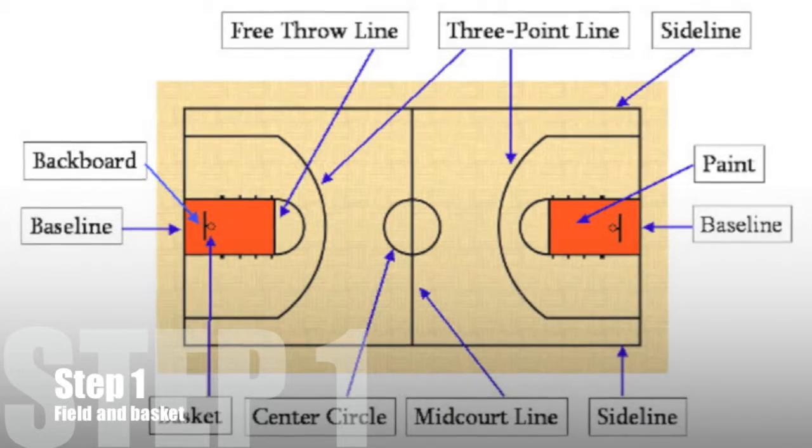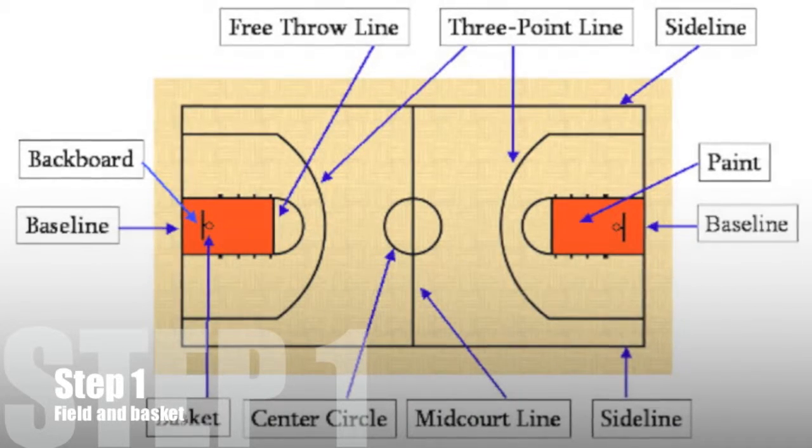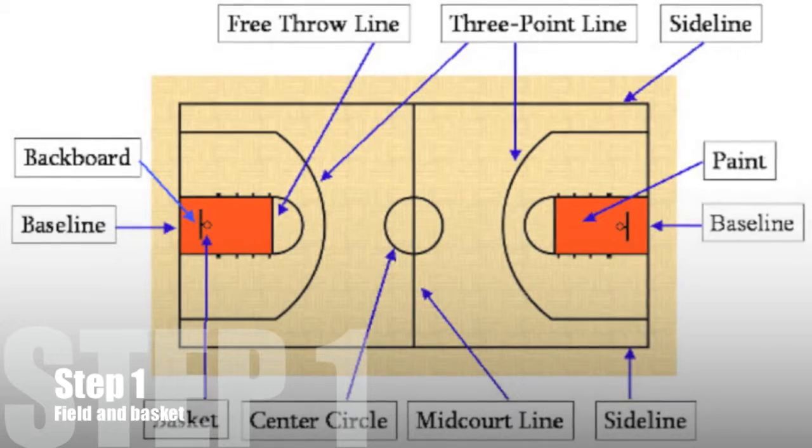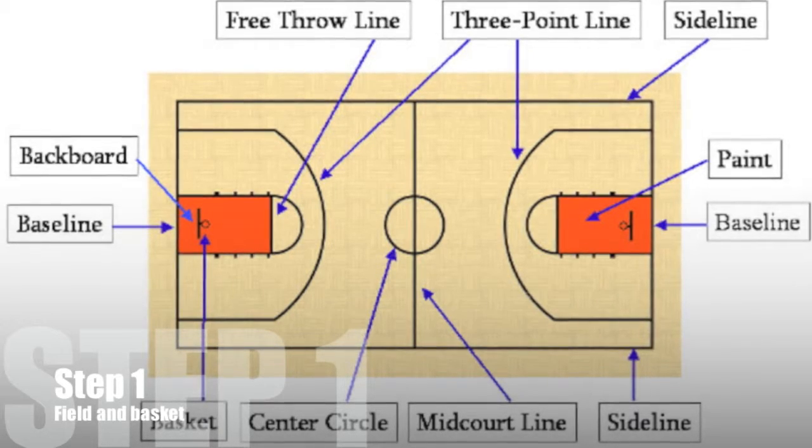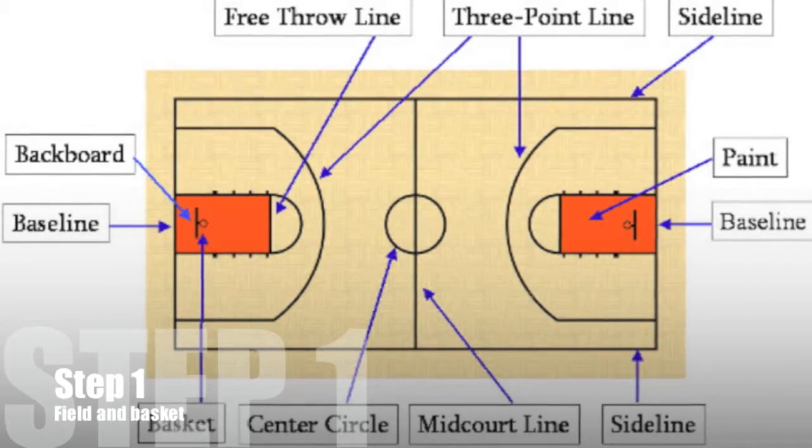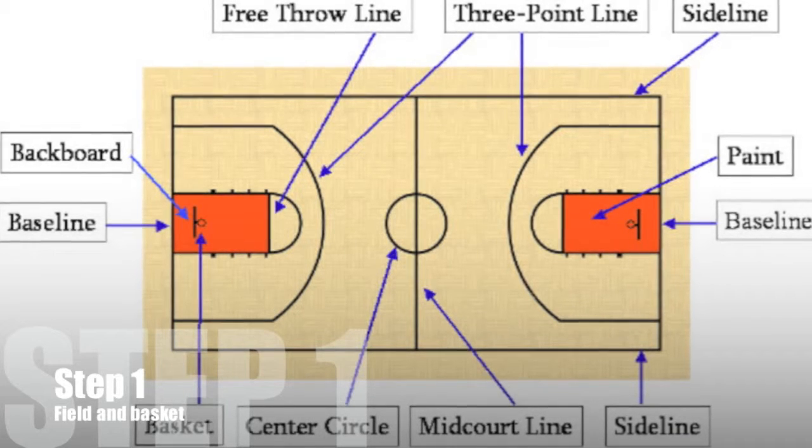As you can see, a basketball court consists of 2 baskets, each with a backboard, a free throw line, a 3-point line, 2 sidelines, a mid-court line, a center circle, and 2 buckets.